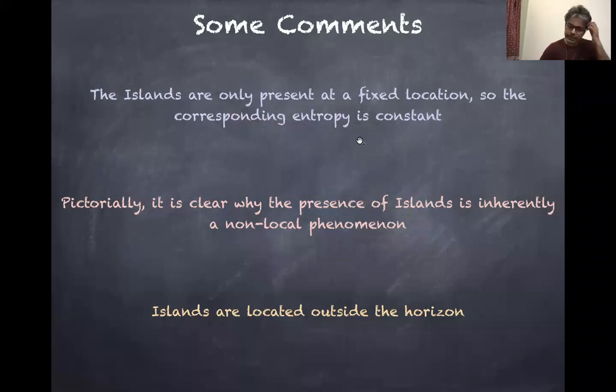And pictorially, as I said, it's sort of clear why this is counting all the entropy, and it's also clear why islands are a non-local description, at least at this level they certainly are. And in this picture, it was important that the islands were located outside the horizon. Okay, so this is roughly speaking the picture. So if you have any question about the picture, this is probably a good point to ask, because now I'm going to get into a model which makes these things much more precise.